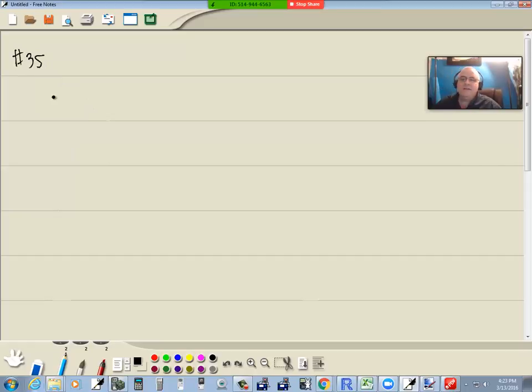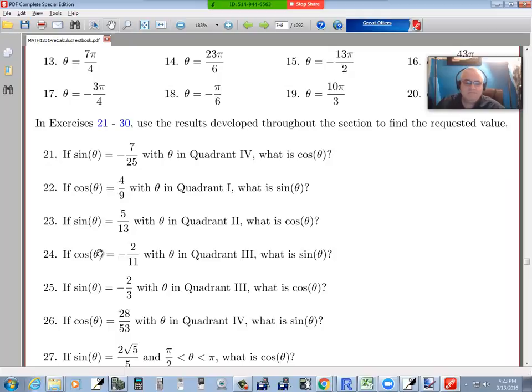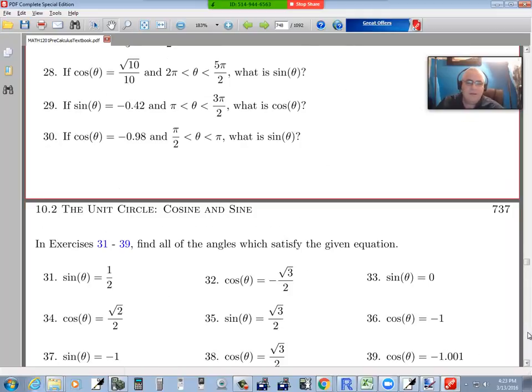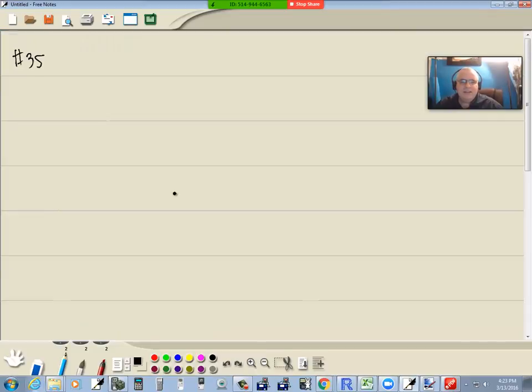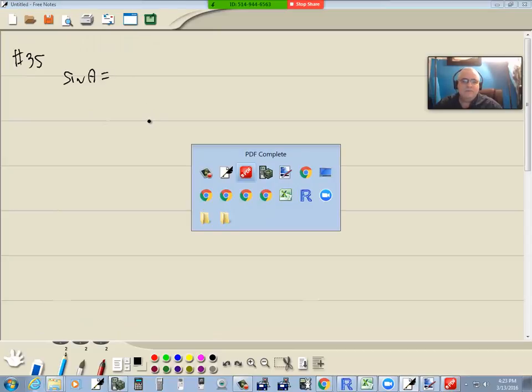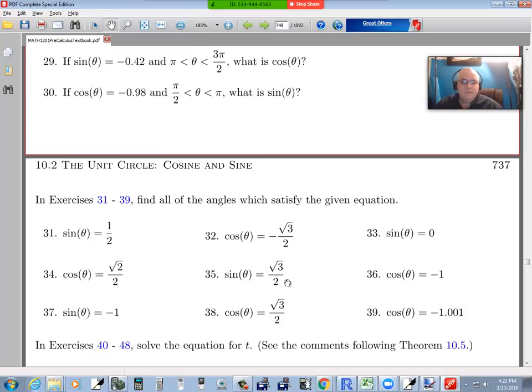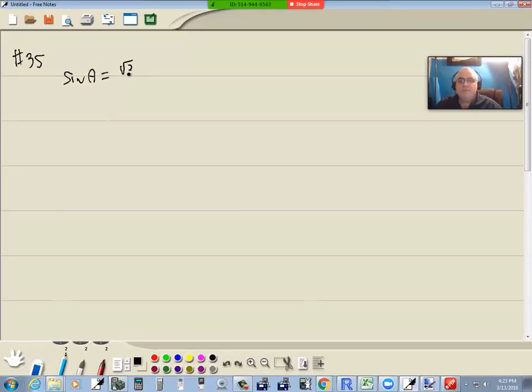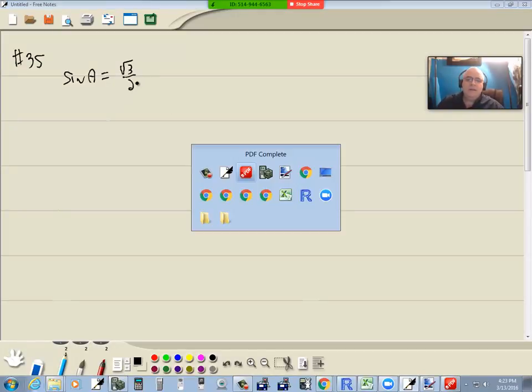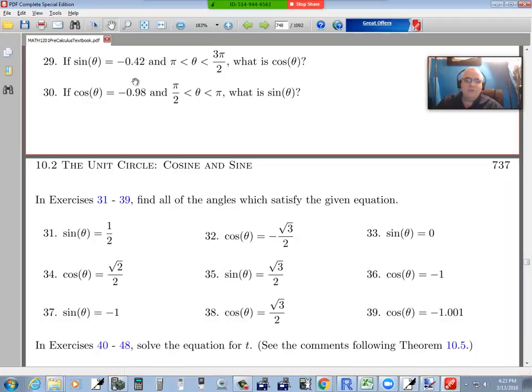Number 35, what's it say? 35 is sine theta is equal to square root of 3 over 2. And it says, find all the angles which satisfy the given equation.